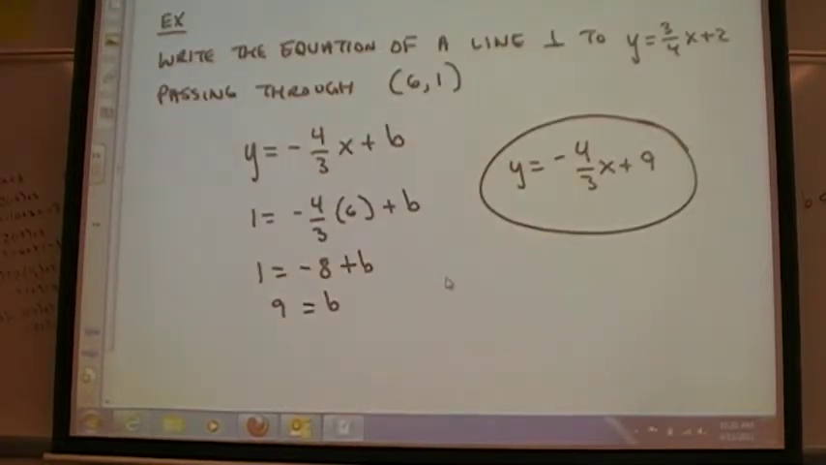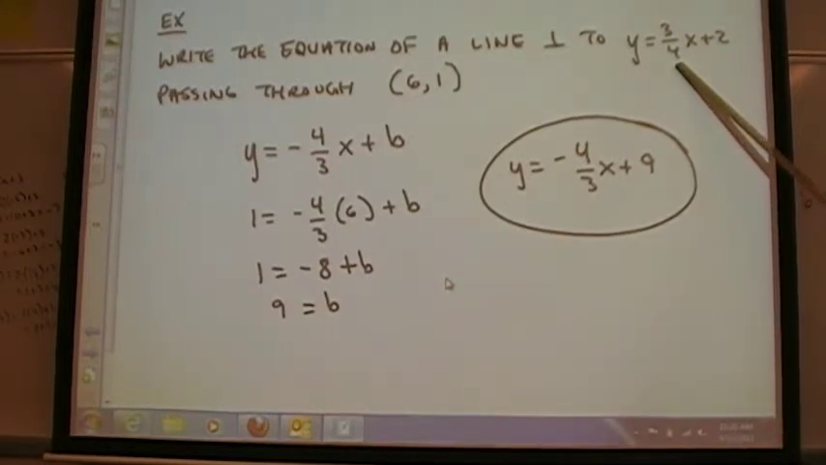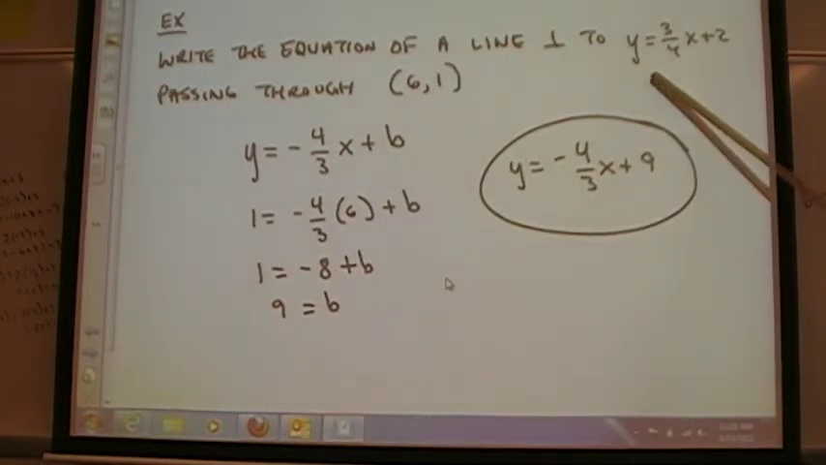All right, write the equation of a line perpendicular to y equals 3/4 x plus 2, and your new line is passing through the point (6,1). So we're looking for a line that's passing through (6,1) and is perpendicular to y equals 3/4 x plus 2. So the slope of my original line is what? 3/4. So what's the slope of your new line? If you want to be perpendicular, negative 4/3.